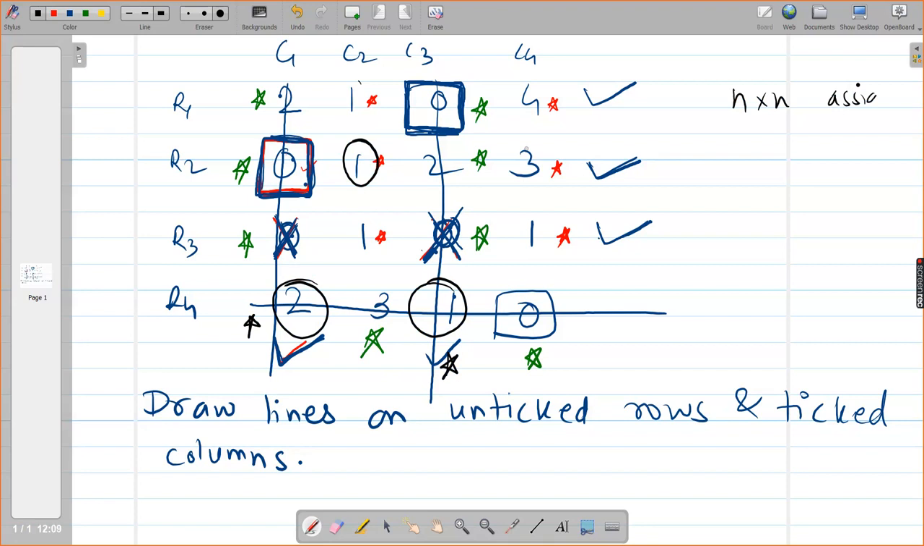Got it, girls? Yes, ma'am. Can we have a problem of this type? Yes, ma'am. Okay, write the problem.